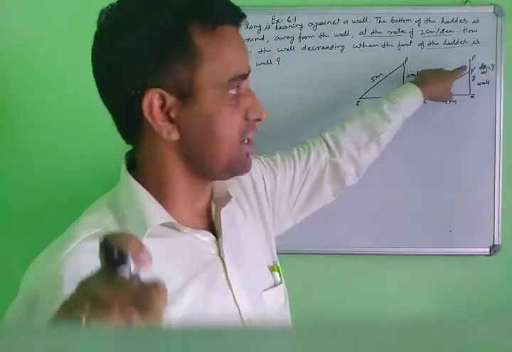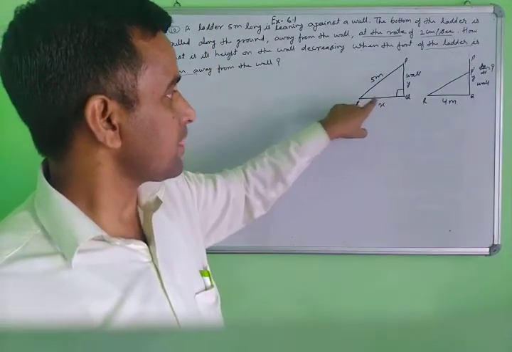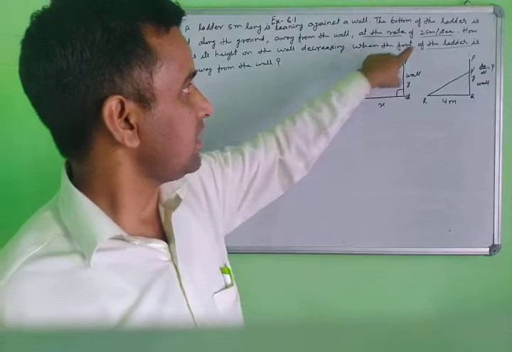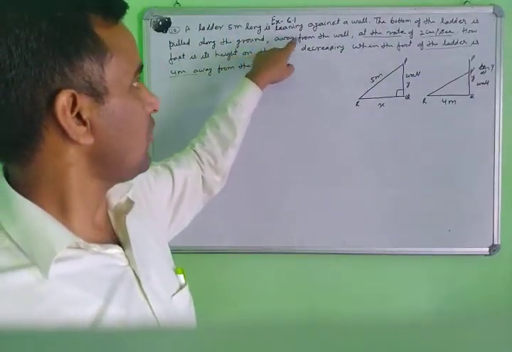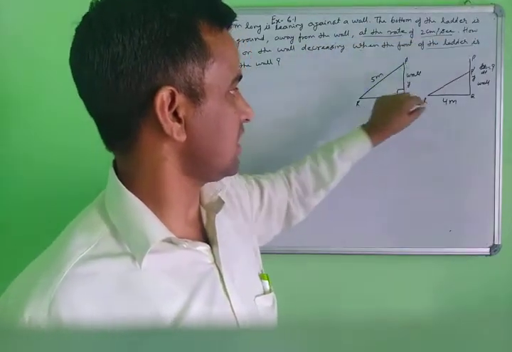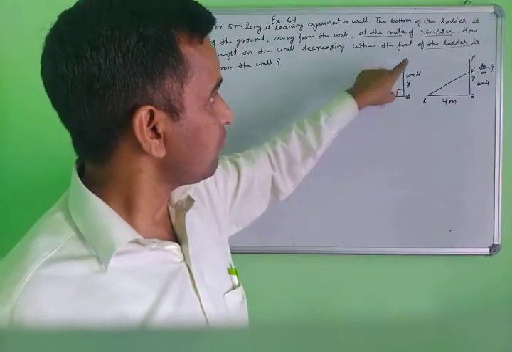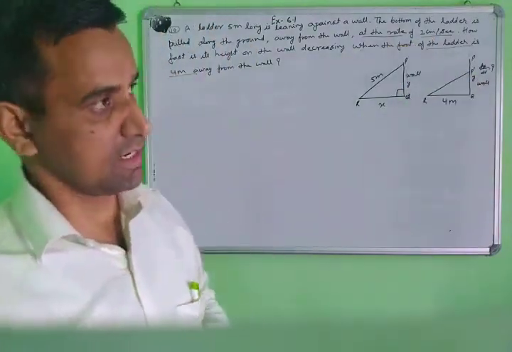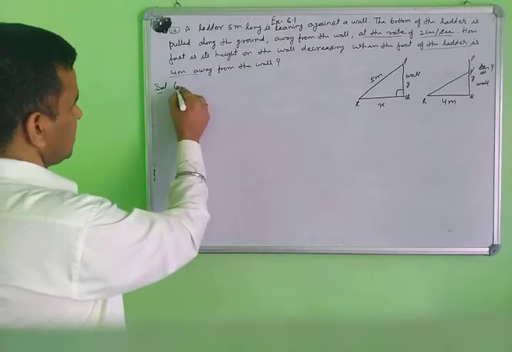You will find this here, and the value for X is the pull rate, 2 meter per second. The ladder is pulled along the ground away from the wall at the rate of 2 meter per second. When you pull the ladder, at which rate? 2 meter per second. So now what things are given here? Now start the solution. Given things.